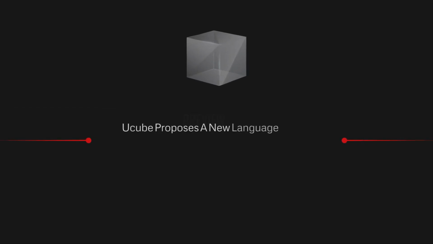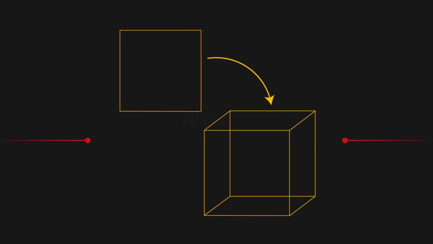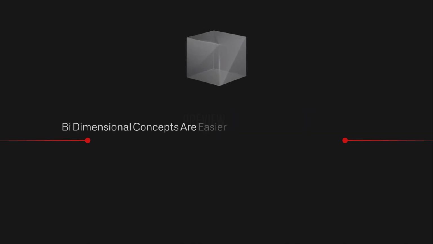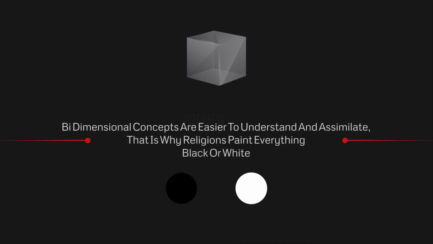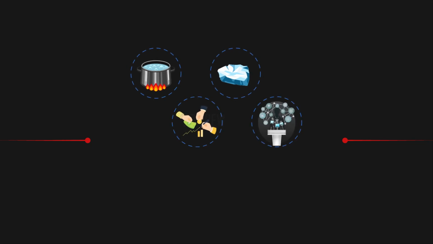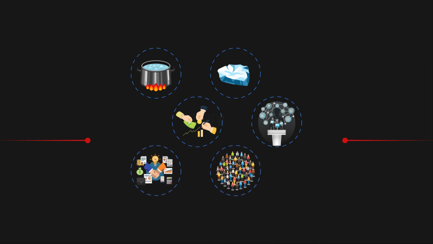uCube proposes a new language where bidimensional paradigms are replaced by tridimensional, where 4 extremes are replaced by 8, where energies, ideas, rules, and intentions all move in 3 directions. Bidimensional concepts are easier to understand and assimilate. That is why religions paint everything black or white, good and bad, God and evil. Bidimensional concepts can be decomposed into intermediate points between extremes. For instance, shades of gray between black and white, warm water between vapor and ice, economic policy between politics and economics, and social policy between politics and society.